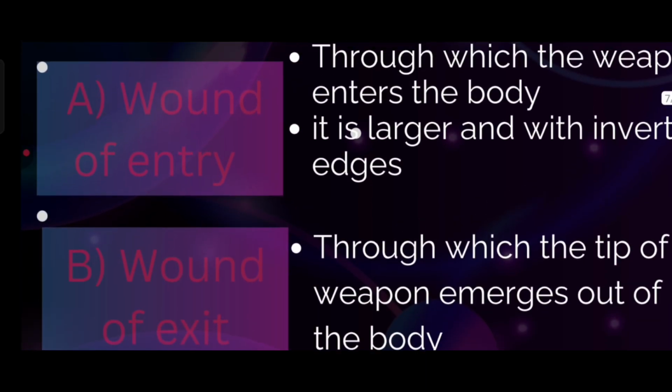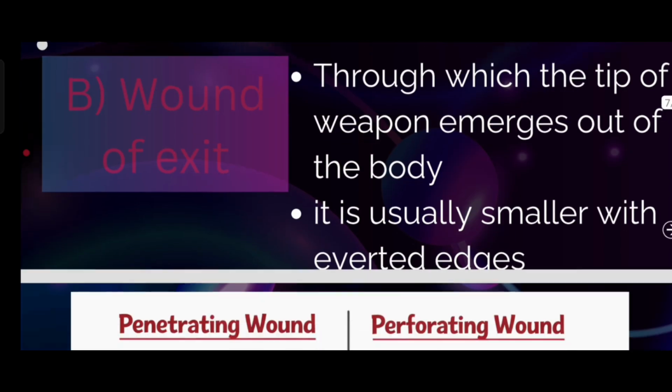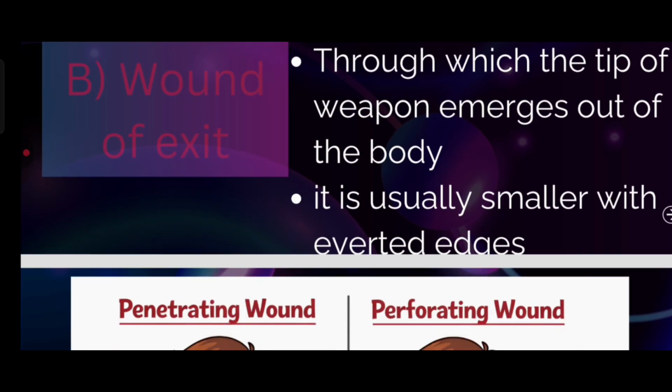Wound of entry, through which the weapon enter into the body, it is larger and with inverted edges. Wound of exit, through which the tip of weapon emerges out of the body, it is usually smaller with everted edges.